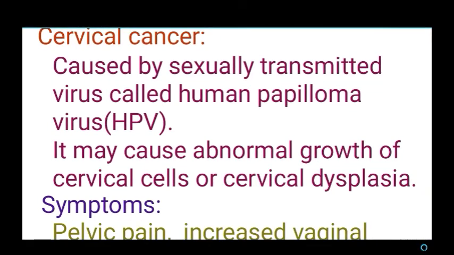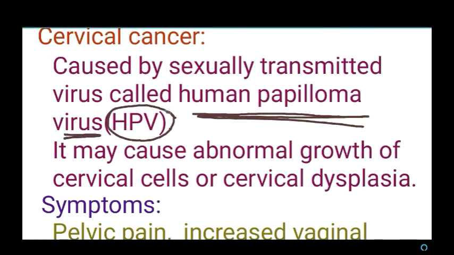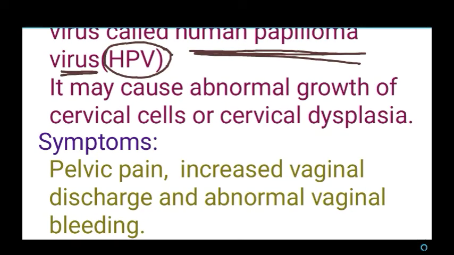So how is cervical cancer caused? Mainly it is caused by a sexually transmitted virus called the human papilloma virus, that is HPV. It will create abnormal growth of cervical cells. Because of the infection of this virus, it leads to abnormal growth of the cervical cells, or cervical dysplasia.